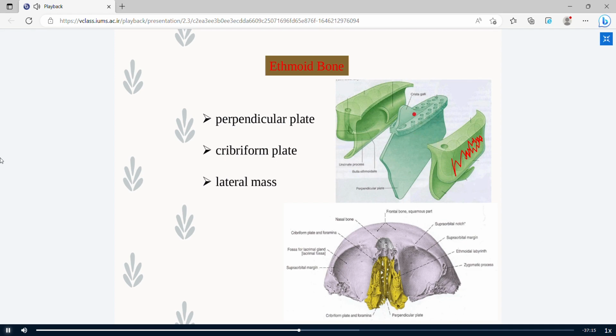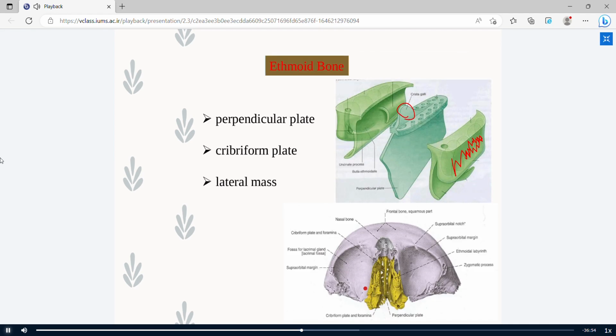This is the crista galli. Actually, the crista galli is the upper projection of the perpendicular plate and is located between the cribriform plate in the anterior cranial fossa.